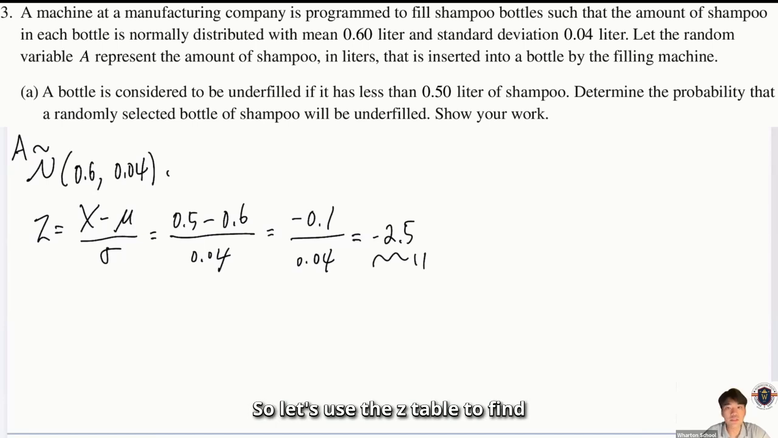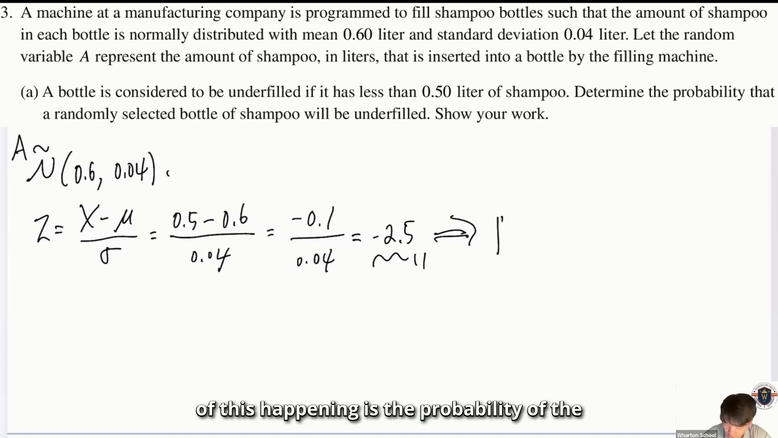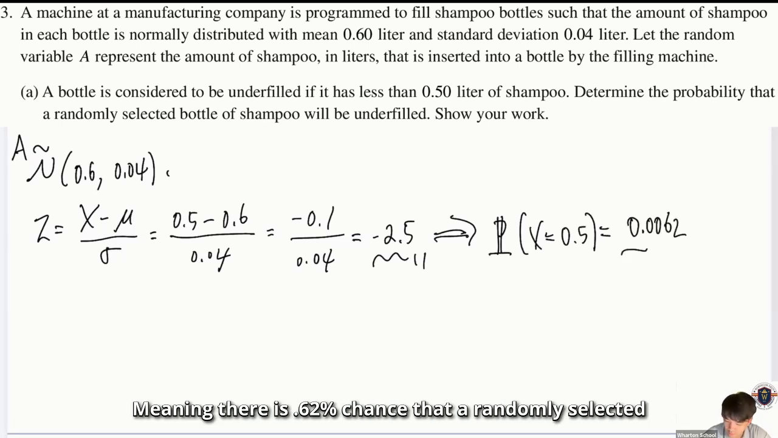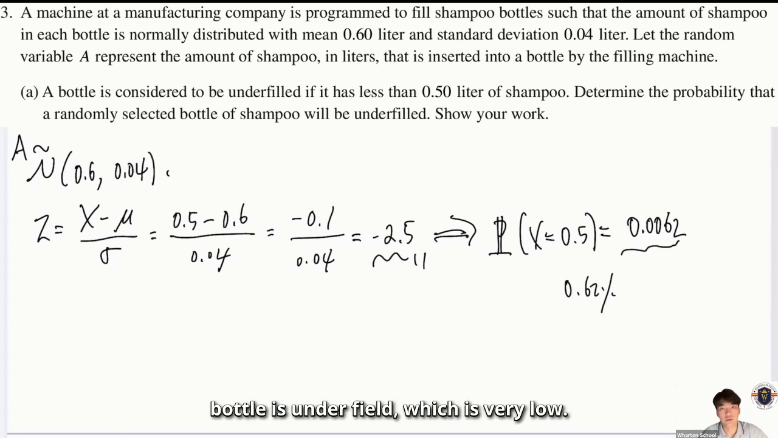So let's use the z-table to find the probability corresponding to this z-score. For z equals negative 2.5, the probability that the bottle contains less than 0.5 liters is about 0.0062, meaning there is a 0.62% chance that a randomly selected bottle is underfilled, which is very low.